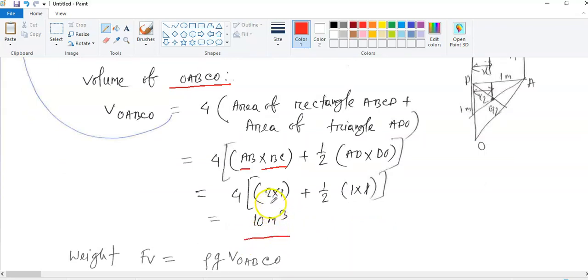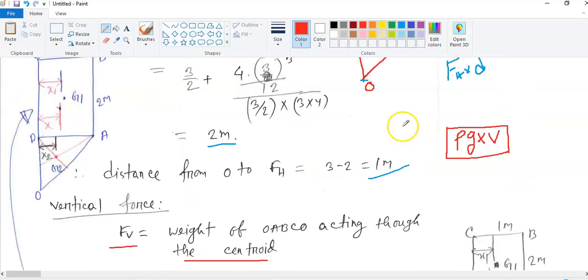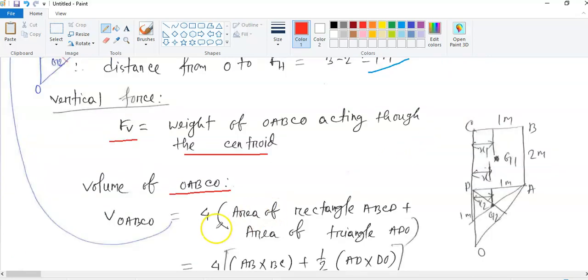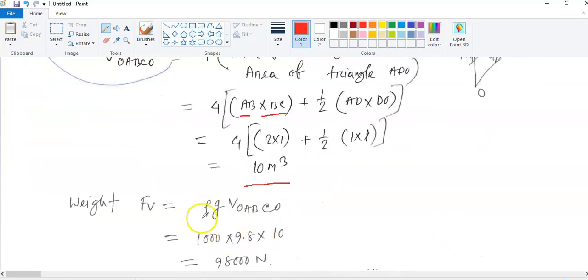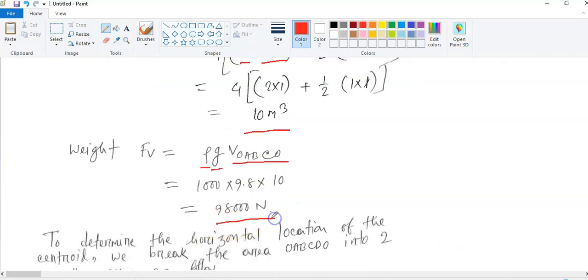Now if we want to calculate the weight, I told you earlier, we solved this sort of question earlier. If the mass is given, then it will be mass, gravity, and the volume. Here we will consider the density. So the density rho, gravity we know, and the volume we know. So we got the weight. Alright, so we are almost done with the problem.